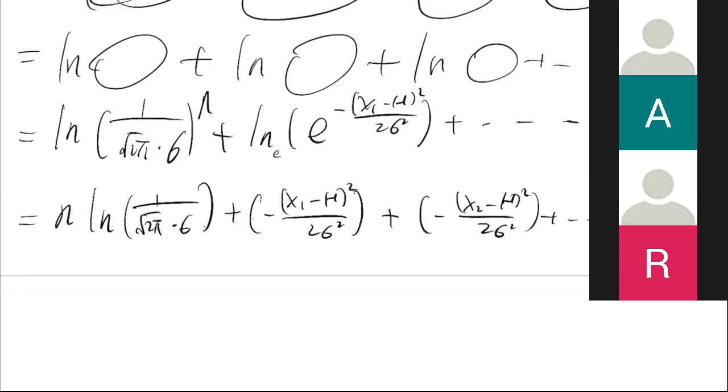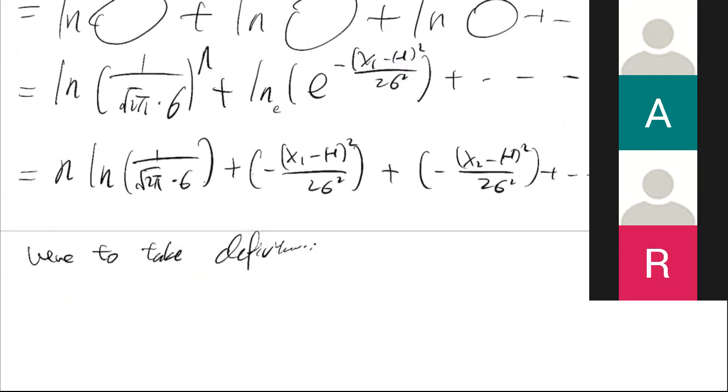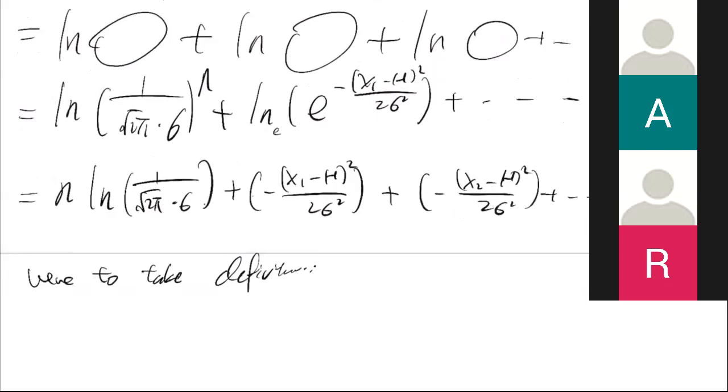And then we take the derivative. And because mu is unknown and sigma is known, we can treat this term as a constant because it is known.